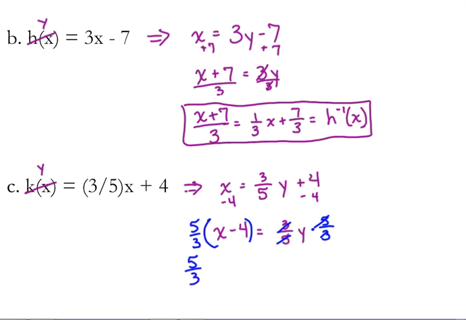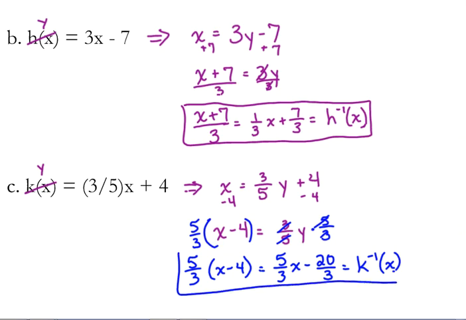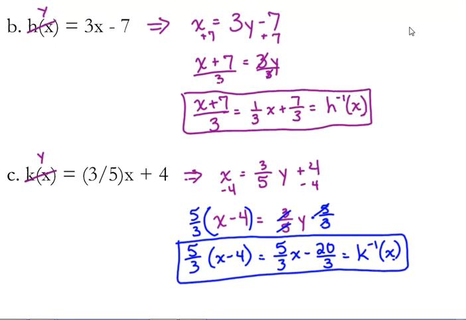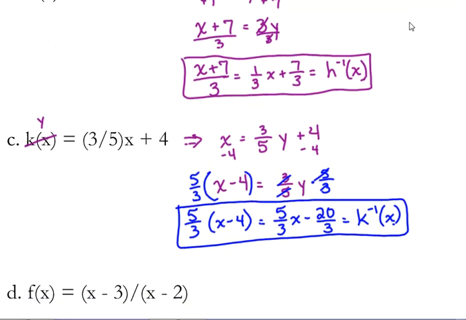So again, you could leave it in this factored form, or you can distribute the 5/3, so 5/3 x minus 20/3, either one of those is the inverse function of k. Still linear. Okay, this is a linear equation, this is a linear equation. Mx plus b. Just because it's a fraction doesn't mean that anything's different there.